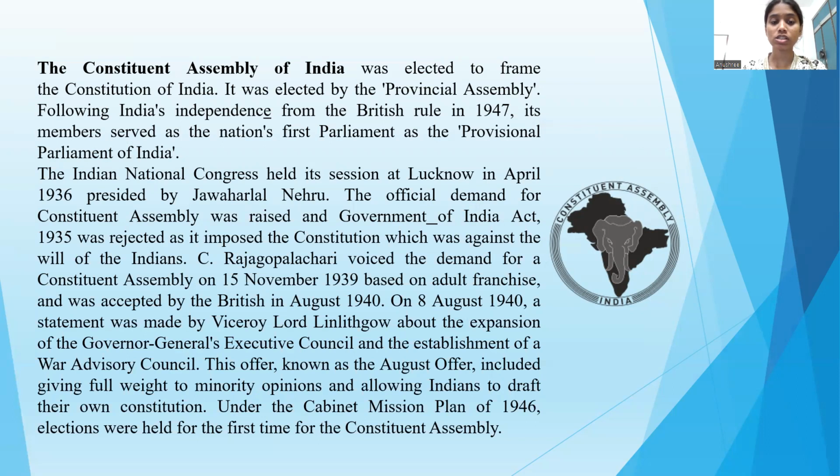C. Rajagopalachari voiced the demand for a Constituent Assembly on 15 November 1939 based on adult franchise, and it was accepted by the British in August 1940. On 8 August 1940, a statement was made by Viceroy Lord Linlithgow about the expansion of the Governor General's Executive Council and the establishment of a War Advisory Council.